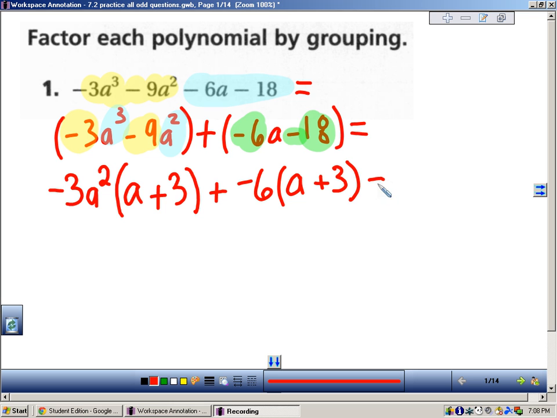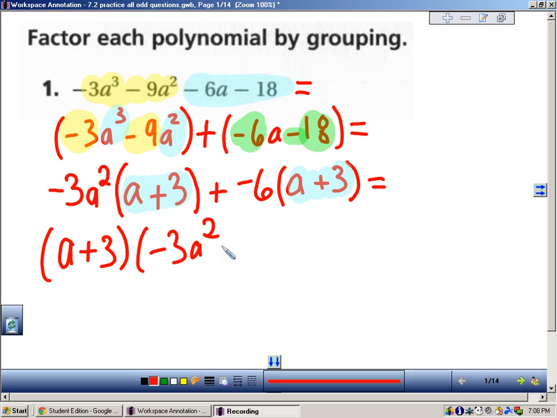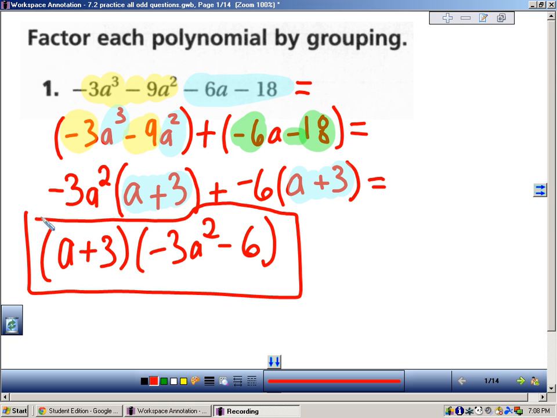Okay. And now again, analyze your statement. Is there anything in common amongst the first term and the second term? Yes, there is: the quantity a plus 3. Factor that. So that's now my GCF, greatest common factor between these two terms. What remains in the first term is negative 3a squared. What remains in the second term is negative 6. Writing that as a factor is negative 3a squared minus 6. Plus negative 6 is equivalent to saying minus 6. And this is the factored form of the given polynomial.